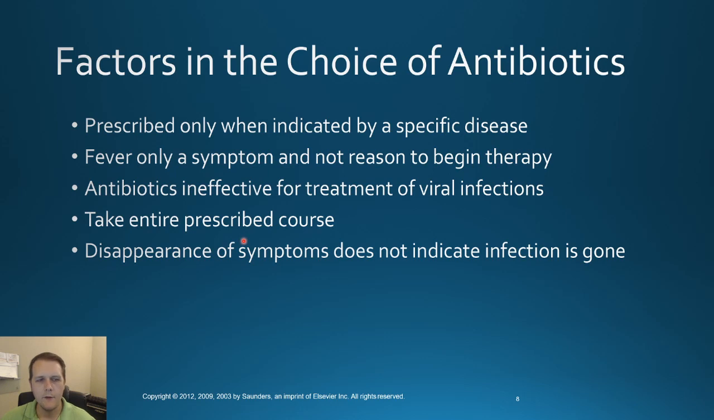Now, other factors that come into play here are prescribing them only when it's indicated for a specific disease. So for instance, if a patient comes in with mild fever and runny nose, and it just looks more like a viral illness, well, I'm not going to give them an antibiotic prescription because it's not going to treat that, right? Just because someone has a fever does not mean that's a particular reason to begin therapy. There's a lot of reasons why patients may have a fever, right?